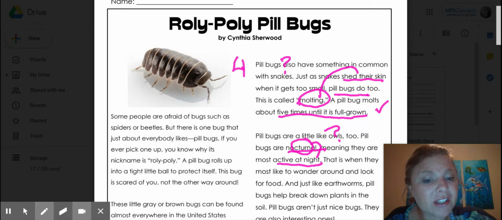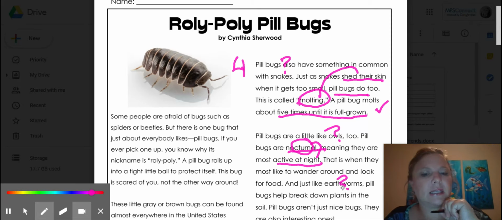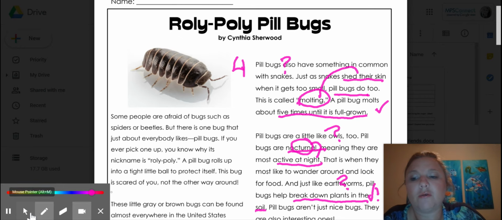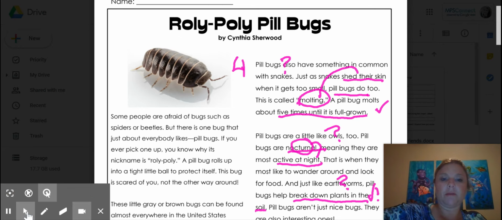And they're also like earthworms. Oh my goodness. Pill bugs help break down plants in soil. Can you make a connection? All of you should. With benchmark testing, you should have been able to make that connection that you understand what earthworms do because you had to write about earthworms.